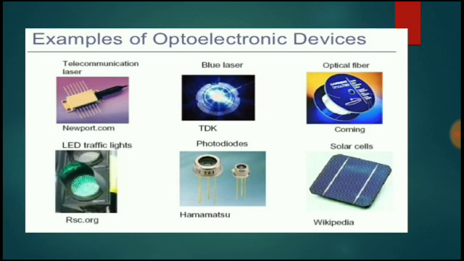These are the important devices. The first one is the telecommunication laser, used on the telecommunication side, and the next one is the blue laser. The third one is optical fiber, used in telecommunication and data cables. Now come to LED, which is used in lights, such as traffic signals. The next one is photodiodes, and the last one is the solar cell. So these are the major devices.